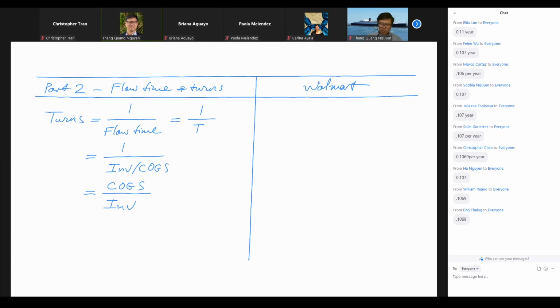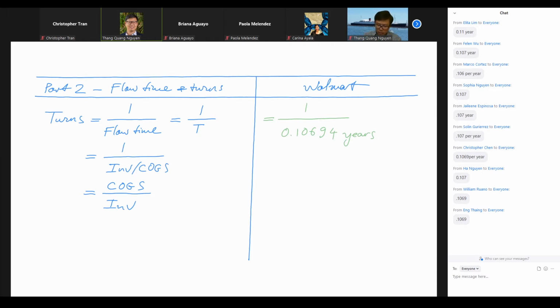So in terms of the flow time, you would write that down as 1 divided by 0.106. Let me make sure that I got the correct number. 0.10694 years. Please don't forget the years. So that's the first way to calculate it, 1 divided by that.